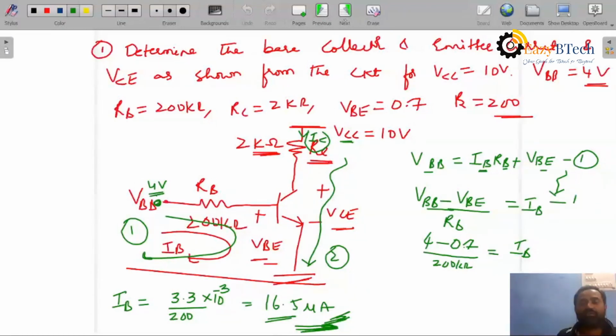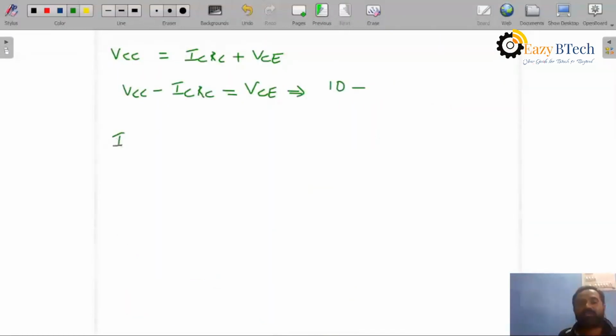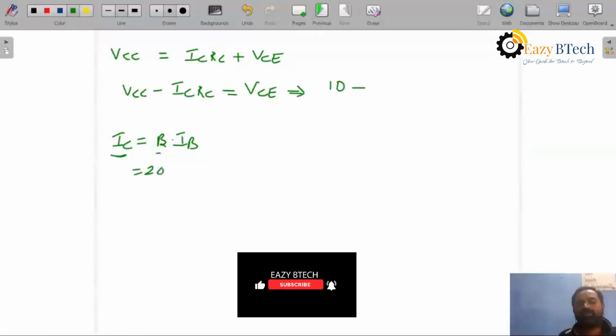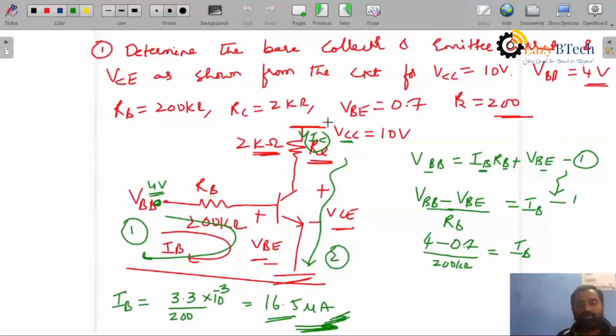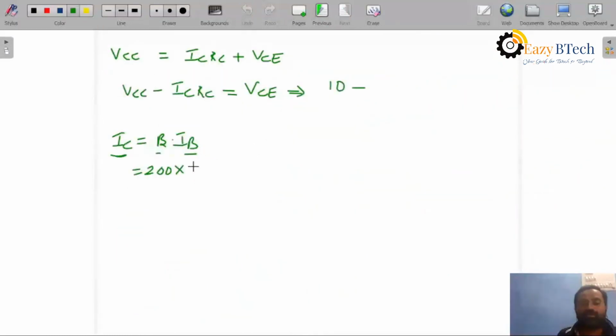Very good. Okay. Students, to get the IC value, IC is equal to beta into IB. We know the beta value is 200 into IB value. Okay, beta value is 200, IB value you have gotten 16.5 microamperes. Now you will get the value of IC. What is the value of IC? 3.3 milliampere. The value of IC is 3.3 milliampere.